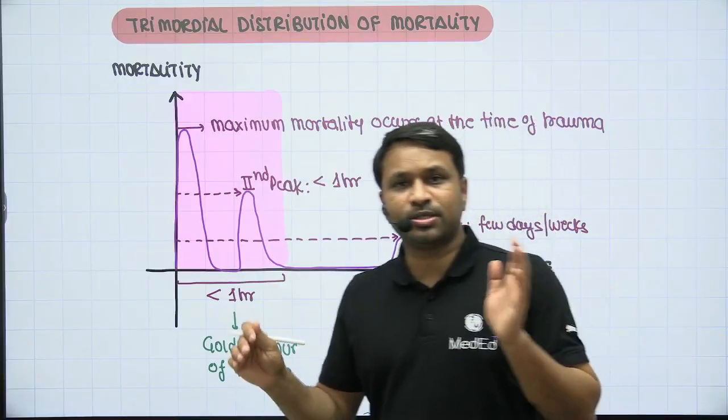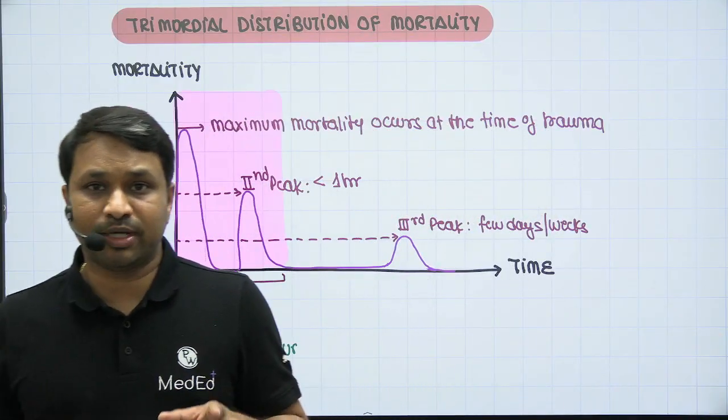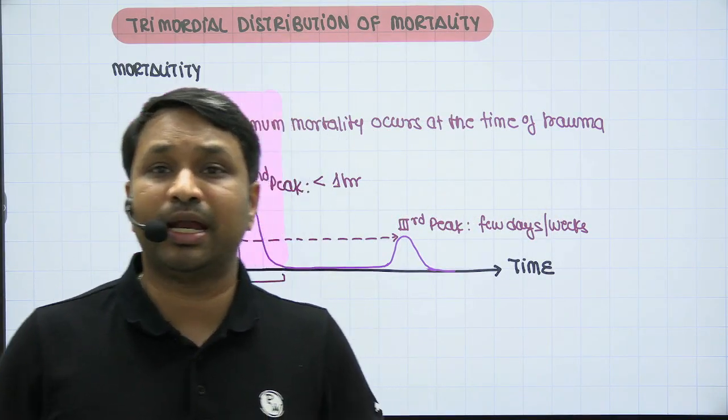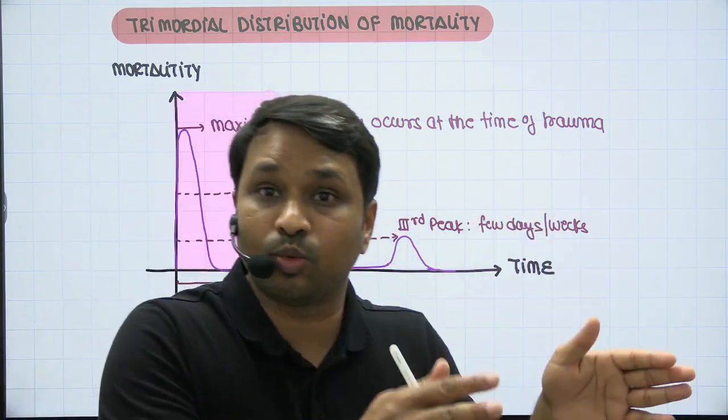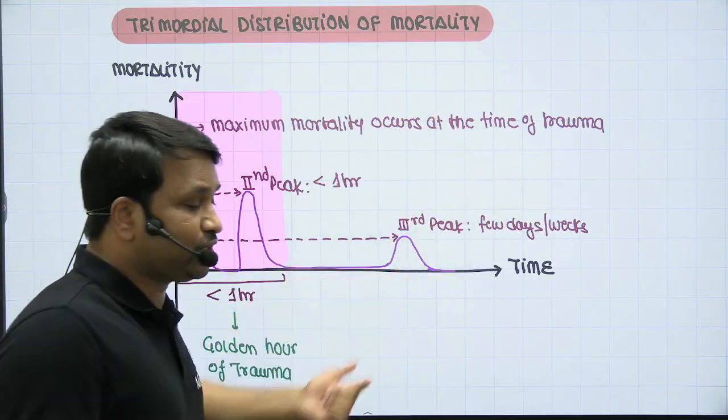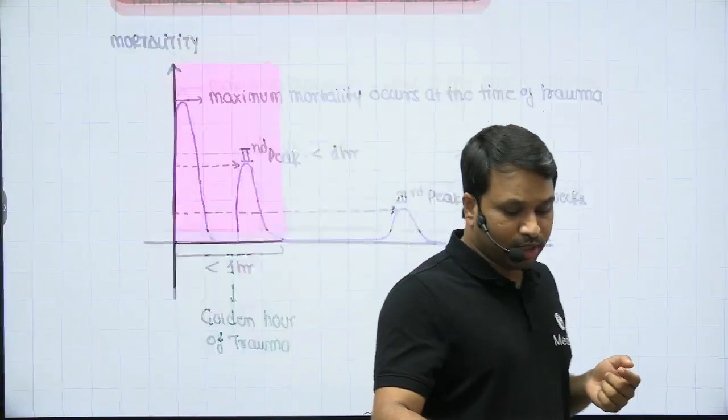Then we spoke about something called the trimodal distribution of mortality, where the maximum possibility of mortality is at the time of trauma and the next peak comes within 1 hour. So whatever you do in that 1 hour is going to change the outcome. Hence it is called the golden hour of trauma.